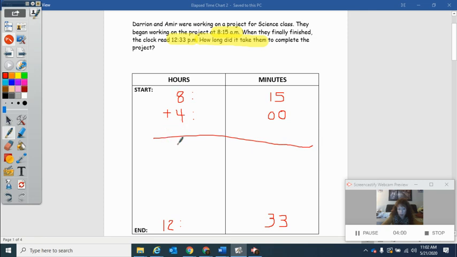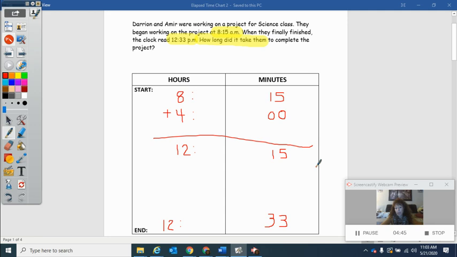So I added my 4 hours, and it's 12. And I still have 15 minutes. Okay, but I need to figure out how many minutes now from 12:15 to 12:33. So how do I find out how many minutes do I need to add to 12:15 to make it 12:33? Well, you could just count up from 15 to 33. You can do that. So I'm going to try that. I'm going to count up from 15 to 33.